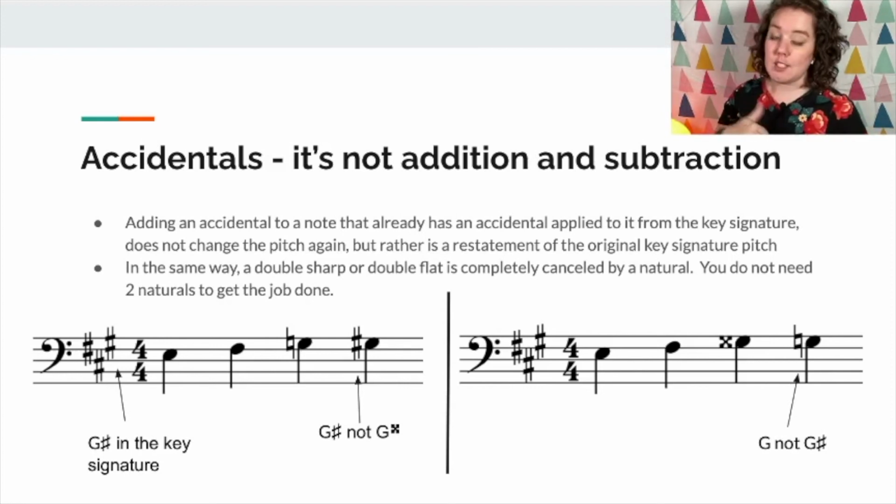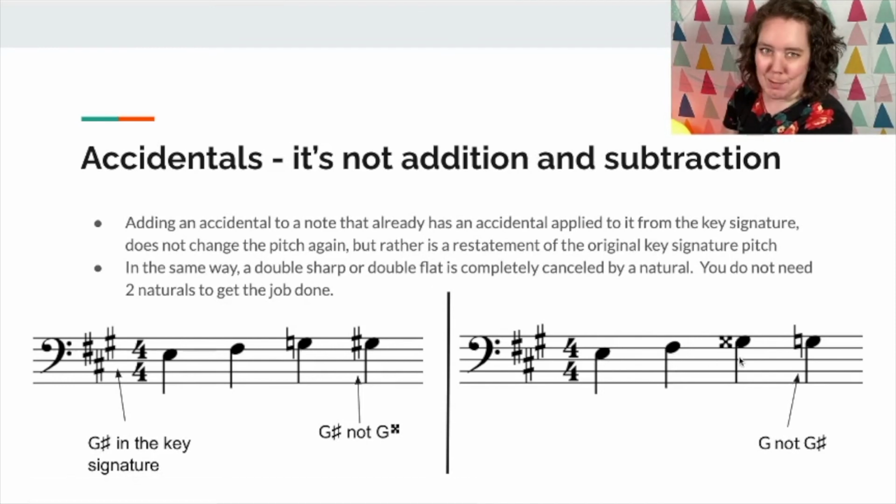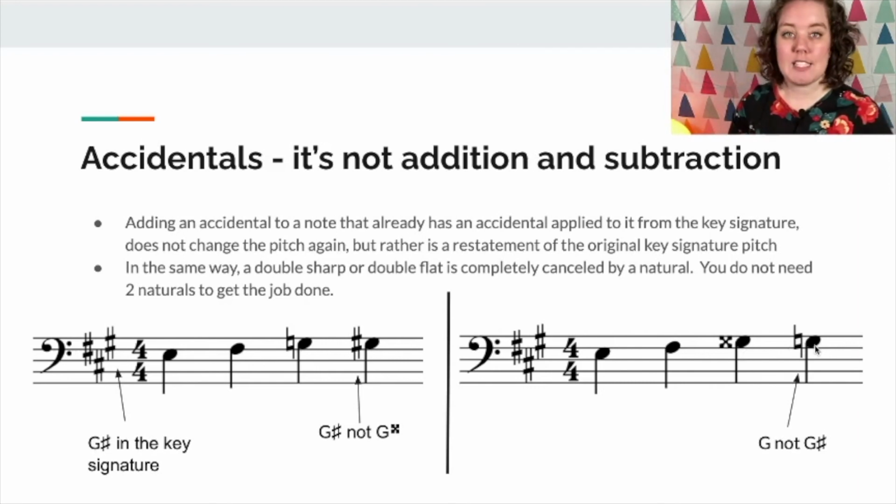But it's also not subtraction. So for instance, on this side, I've got E, F sharp, G double sharp, which is crazy, but anyway, G double sharp, and then G natural. This is not canceling just one of those sharps of the double sharp, it's canceling both of those. It's canceling anything that affected that note, no matter whether it was a double or a single accidental. So this goes from G double sharp to just G.